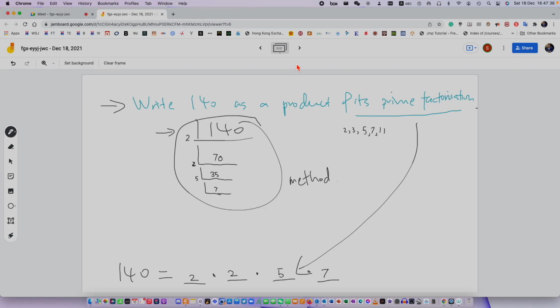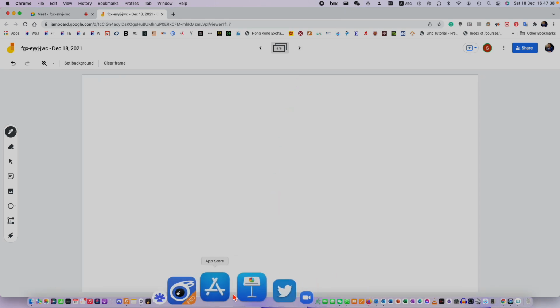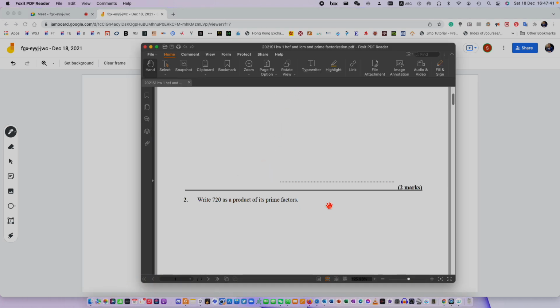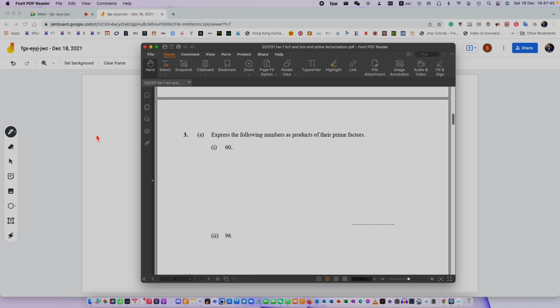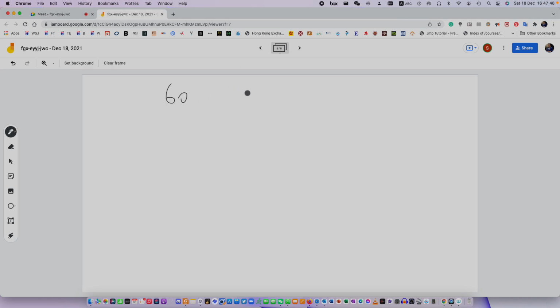Alright, then next question. So the next question is: find the HCF of 60 and 96. Find the LCM of 60 and 96. Okay, so do it here. Oh, you can do it here. And then later you just put the answer on the left.